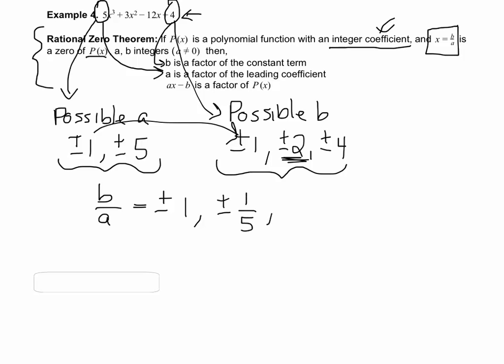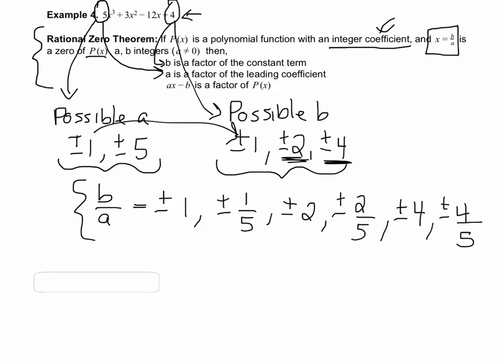If we take plus or minus 1 over 5, we'd have plus or minus 1 over 5. Looking at this second set of terms then, we'd have plus or minus 2 over 1, which is just 2, or plus or minus 2 over 5, or looking at this now, plus or minus 4 over 1, which is just 4, and plus or minus 4 over 5. So these are the values that you would need to test in order to find a factor for something that doesn't have a leading coefficient of 1.